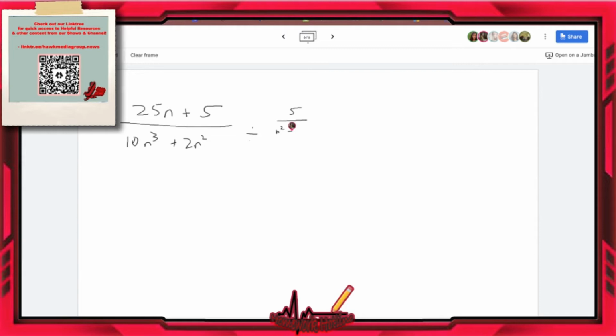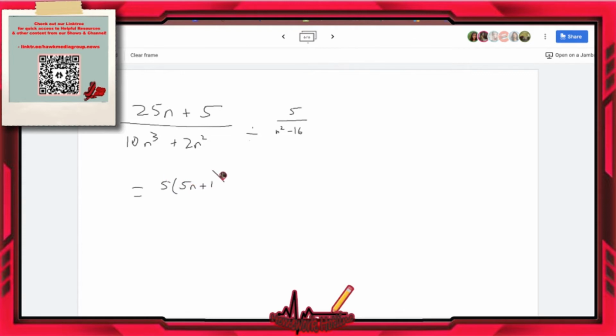So the first thing we want to do here is just start from left to right. Start with the numerator, 25n plus 5. We can break that into a GCF of 5. Take the 5 out, and then we're left with 5n plus 1.